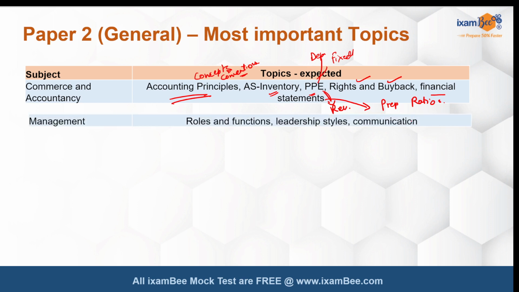Moving to the next subject, management. In management, the roles of a manager and the functions of management are something which is asked almost every year in some form or the other. Another is the leadership styles, various leadership styles, whether it is autocratic, whether it's democratic, or then there are certain newer forms like transformational and transactional leadership styles, and other new terms are also introduced here and there. So all the different types of leadership styles are something you should concentrate on.